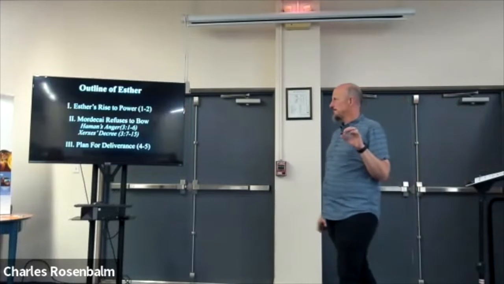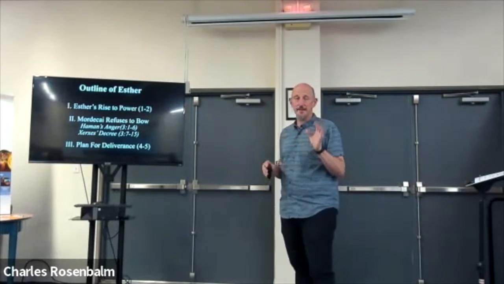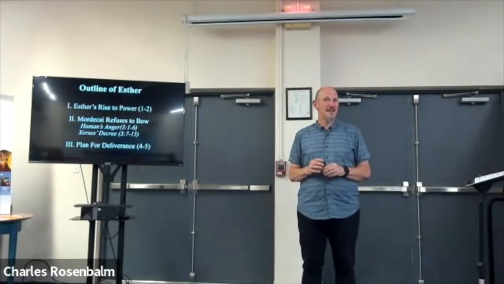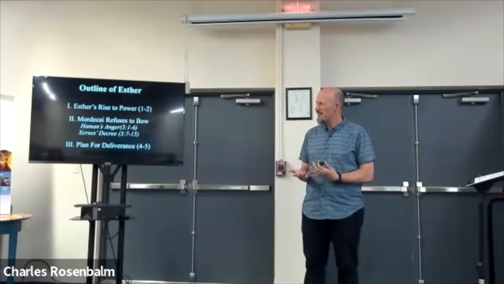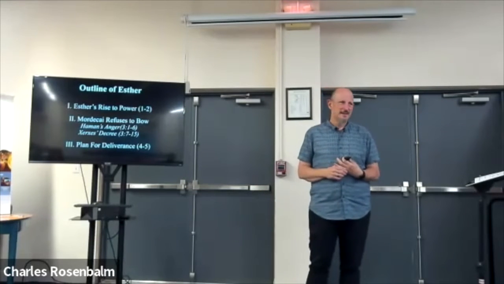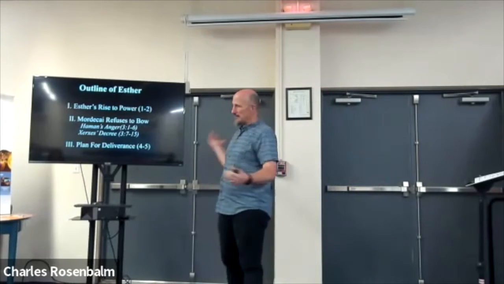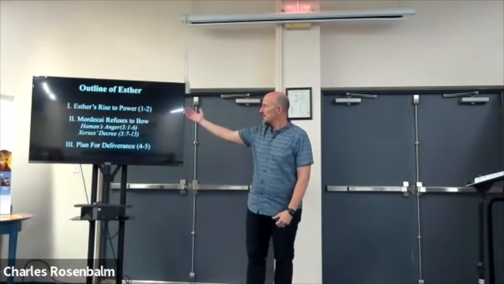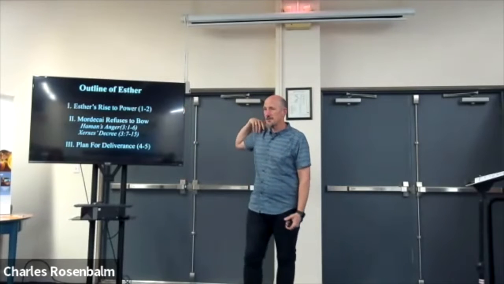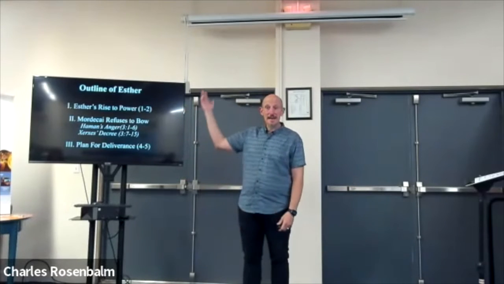Okay, let's talk about the story flow. This one's easier to outline. I said with Ecclesiastes, it was tough. How do you outline a book like that? Proverbs, tough. Well, Esther, we just say we're outlining the story. The first couple of chapters tell us how Esther goes from a nobody to queen.